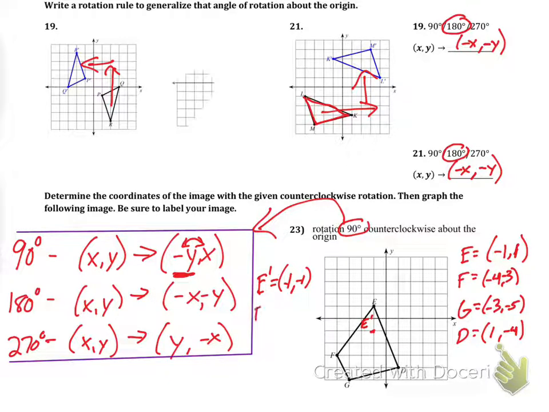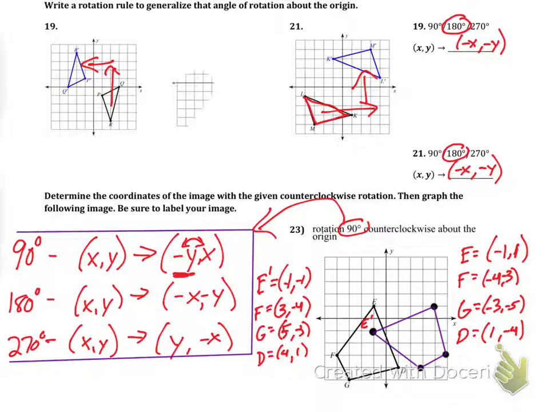F would be, I'm going to flip the order of them, and then flip the sign of the y. So 3, -4. G is going to equal 5, -3. And then D is going to equal 4, 1. So let me plot those points quick. After plotting those points, the last thing I do is connect them to show the image.